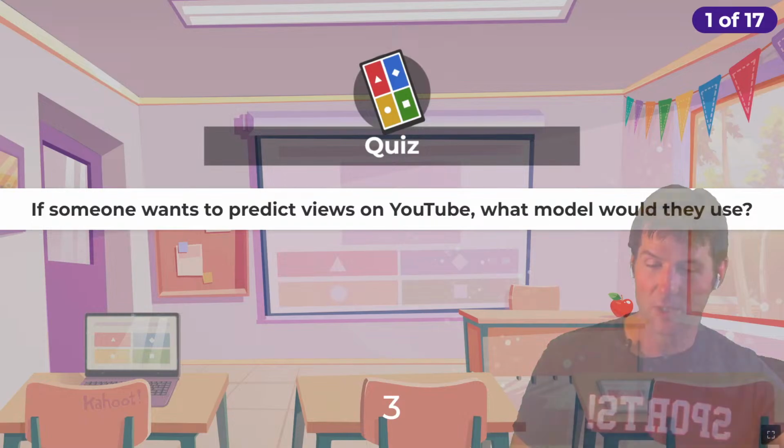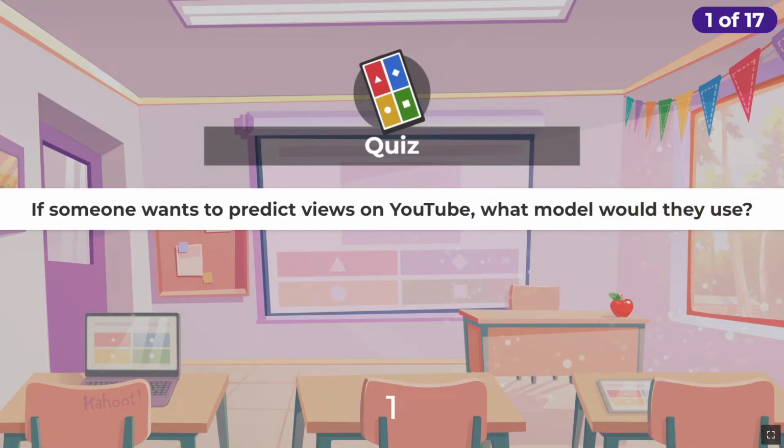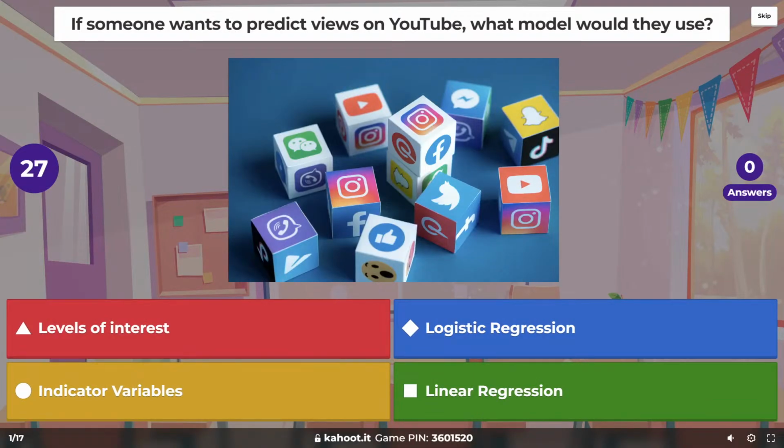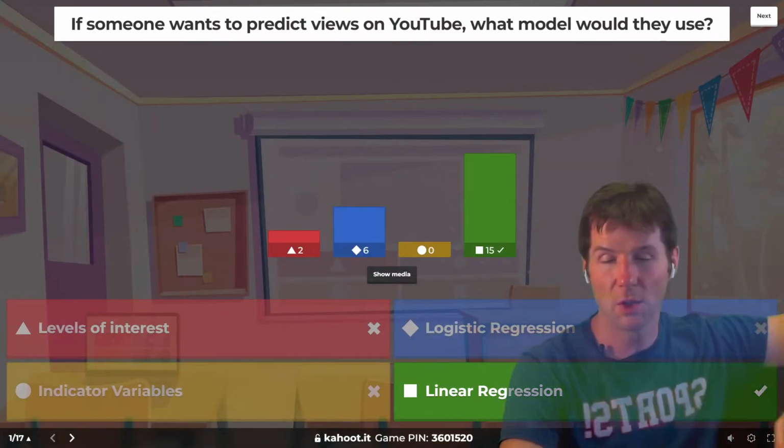If someone wants to predict views on YouTube, what model would they use? What would you use? This will be recorded. You got it. Good answer. You'd use linear regression.